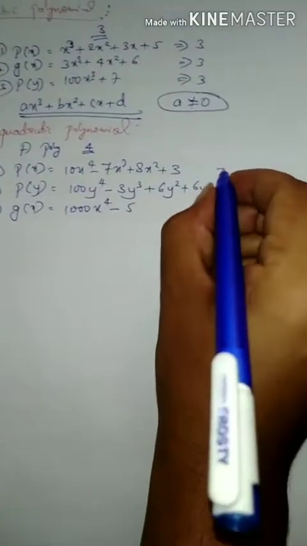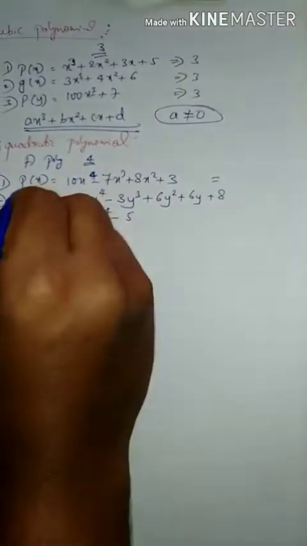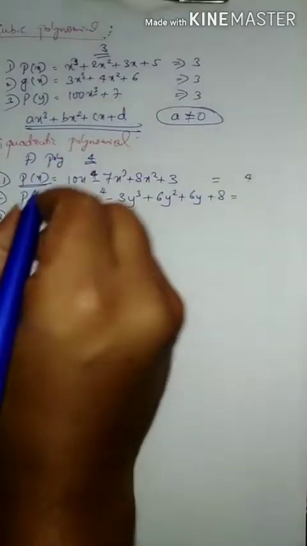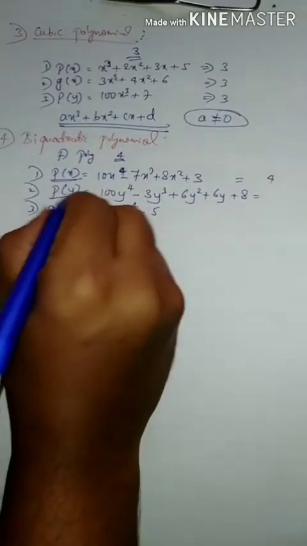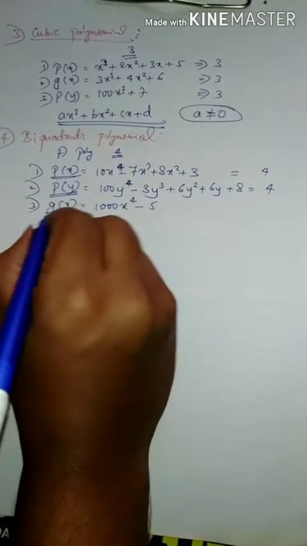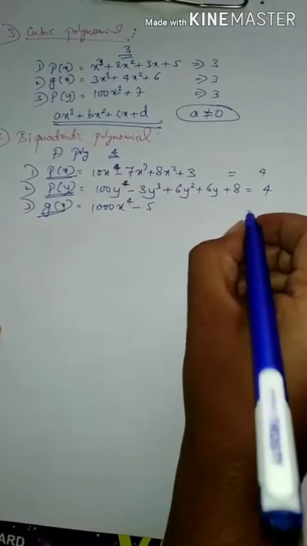In the first example, the highest degree of the polynomial p of x is 4, and in the second example, the highest degree of the polynomial p of y is 4, and in the third example, the highest degree of the polynomial g of x is 4.